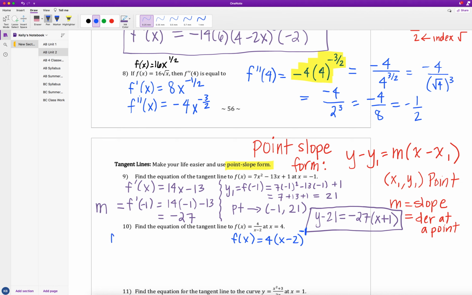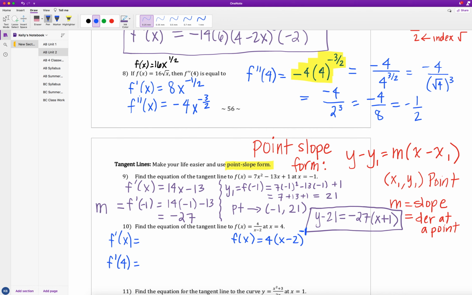Using that, why don't you guys find f prime of x in general, and then find f prime of 4, and we'll check that together. So f prime of x in general will involve a chain rule. My outside function here is a -1. The inside function is x minus 2. The 4 is just a coefficient, so it's going to go along for the ride.